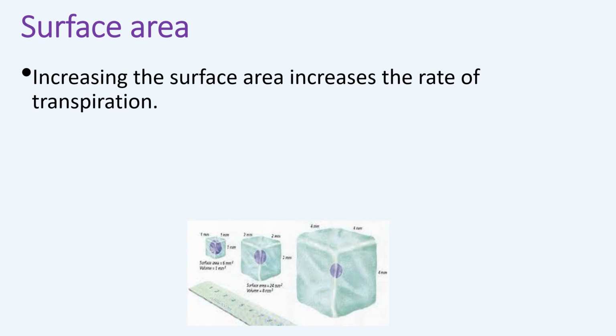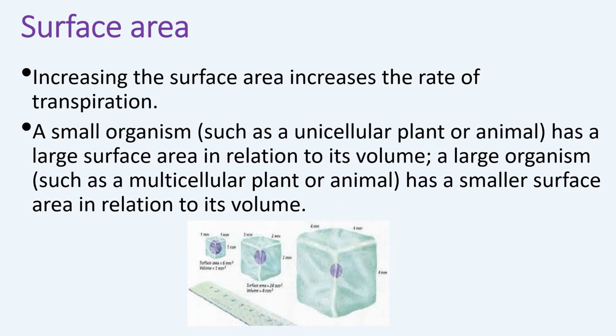And finally, surface area. You would want to increase the surface area of your clothes. You don't want to rumple them up. So increasing the surface area increases the rate of transpiration. A small organism such as a unicellular plant or animal has a large surface area in relation to its volume, whereas a large organism such as a multicellular plant and animal has a small surface area in relation to its volume. That's why unicellular organisms can just use diffusion for transporting their gases and nutrients, whereas multicellular plants and animals have to have whole transport systems for gases and nutrients to be transported.